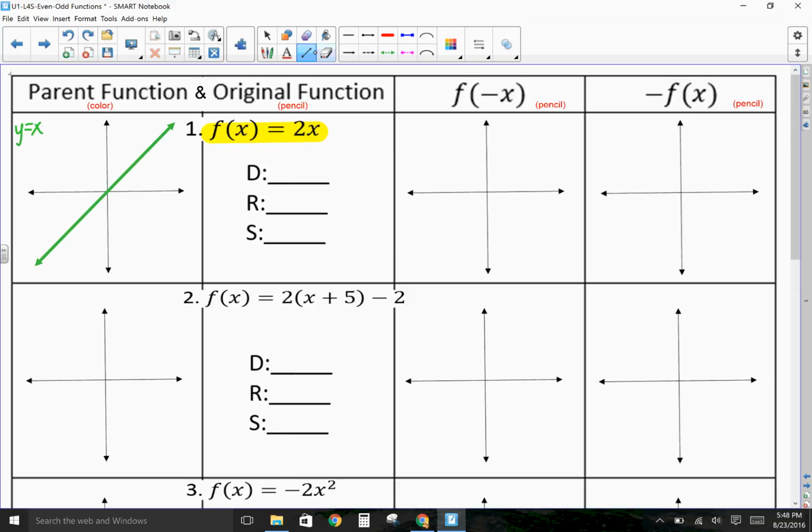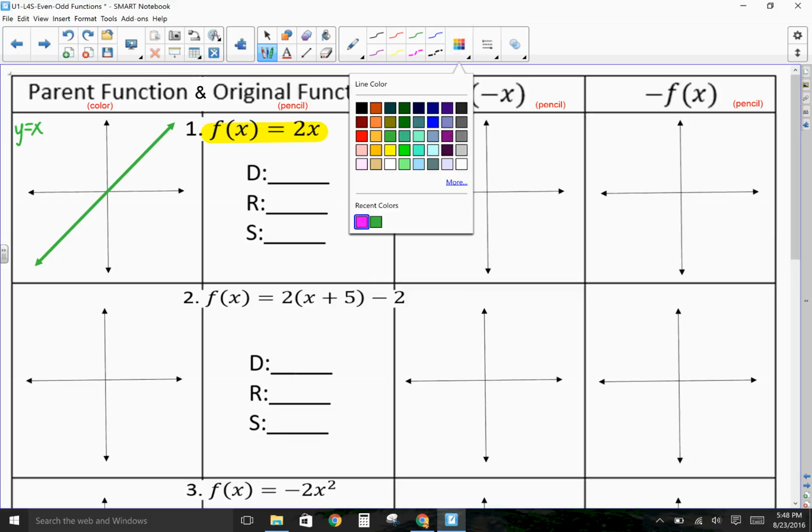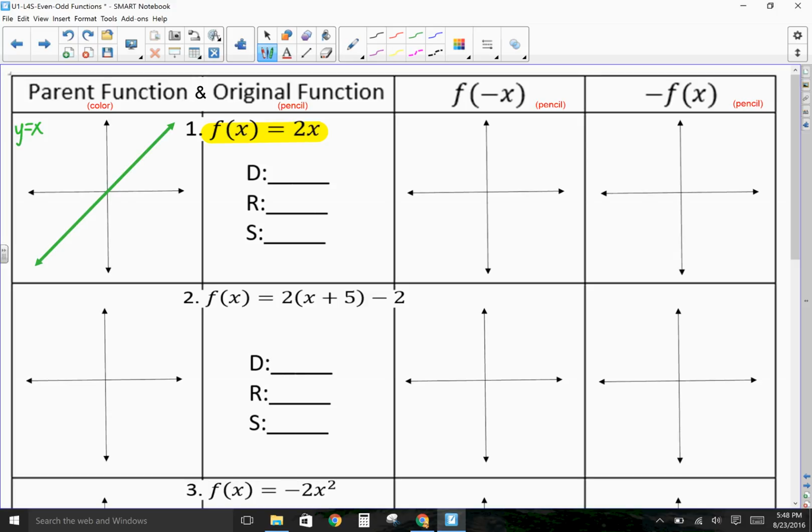And then we have to identify what this 2 does to the graph. It's multiplying, so that means it's a stretch, and everything that we've talked about has been vertical. So we have a vertical stretch. And a vertical stretch on the line is what happens when you actually increase the slope.